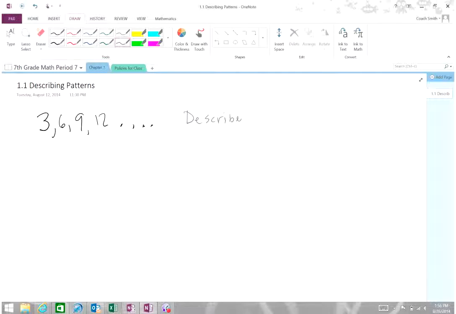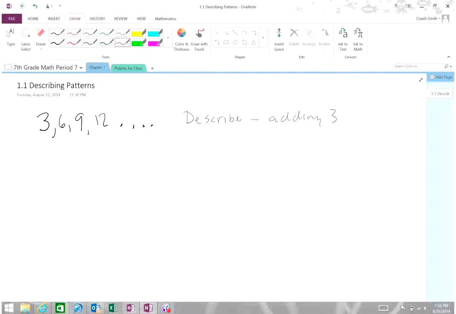Raise your hand. Quade? Okay, you're going in a pattern of 3, but what mathematically are you doing to the numbers? You're on the right track. I just need to know mathematically what you're doing. You're adding what to each number? 3. So the pattern is adding 3. That's the pattern. You must describe the pattern.